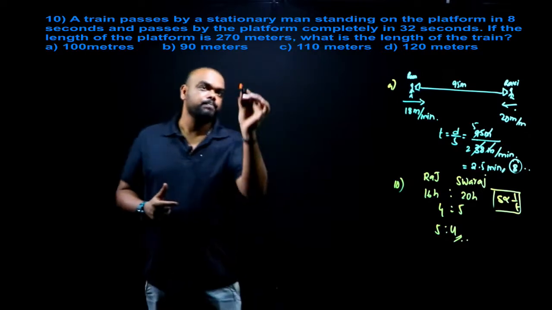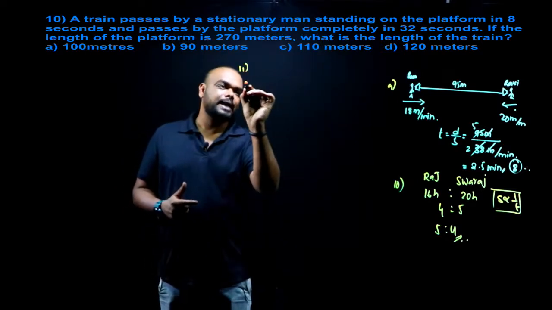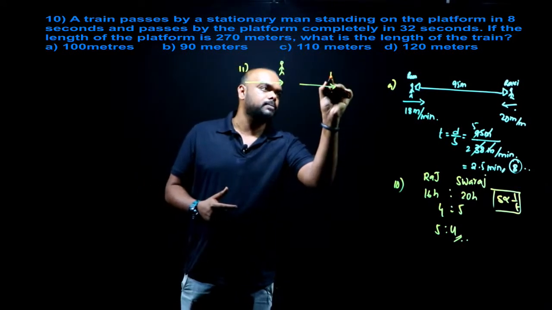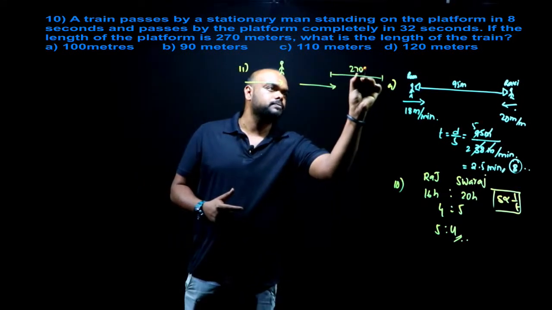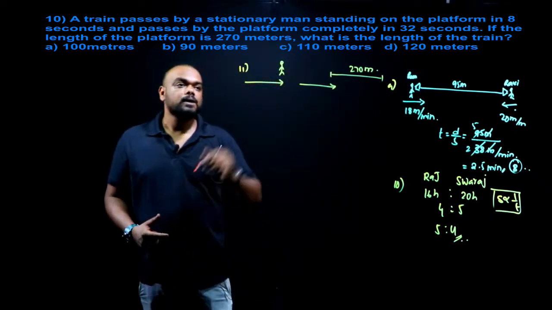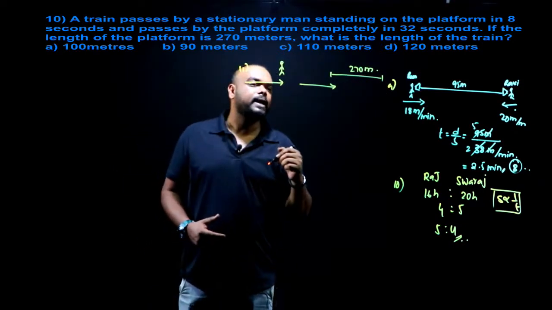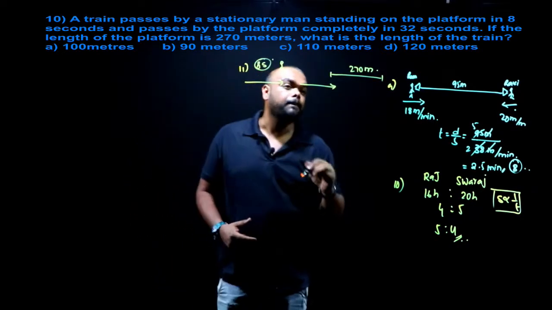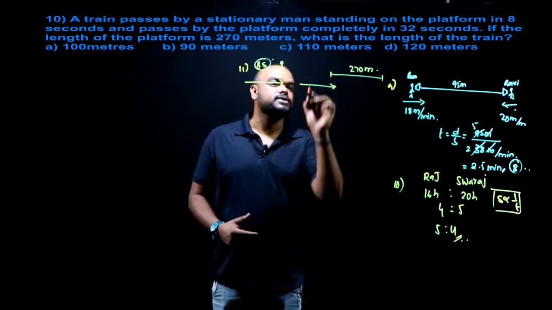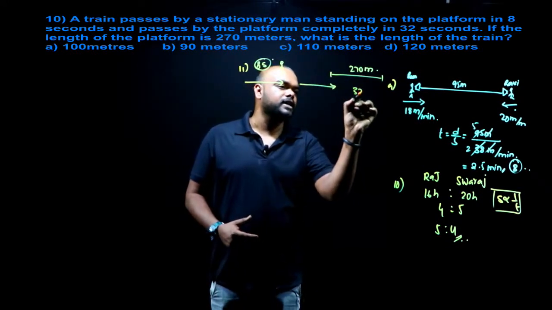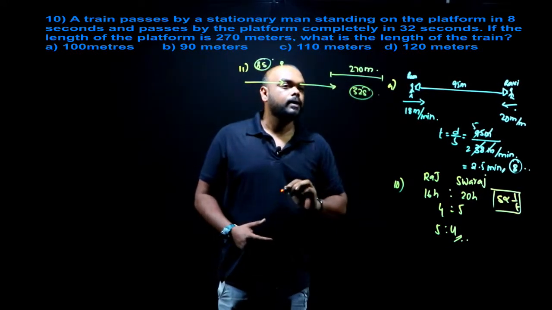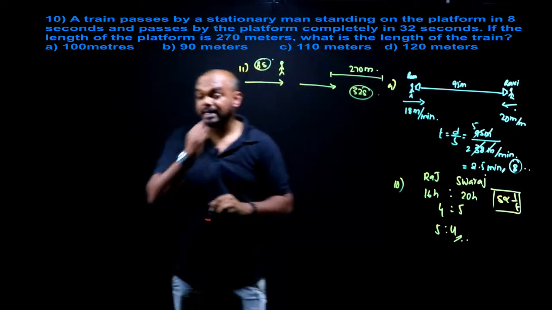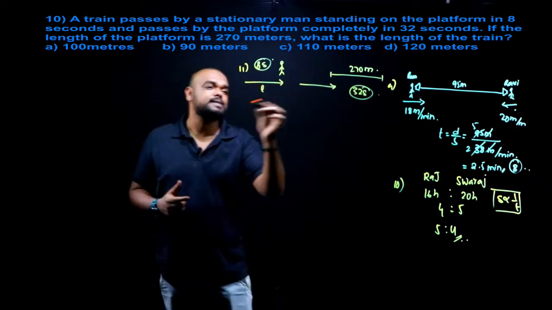Let us represent it. Question number 11. First, a train crosses a man. Now again, the same train crosses a platform as well of 270 meters. It crosses a man standing on the platform in how many seconds? 8 seconds. Here it takes 8 seconds. Now here it crosses the platform in 32 seconds. Here it takes 32 seconds. Now, if the length of the platform is 270 meters, what is the length of the train? We have to calculate the length of the train, people. Let us put it as L.